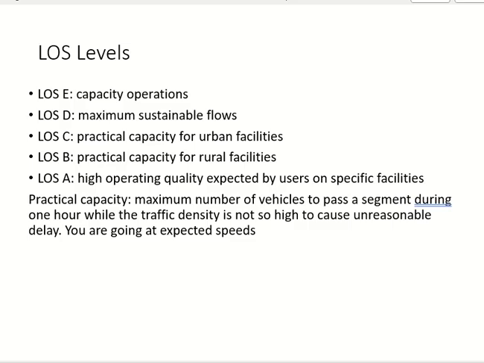So A is free flow speed, your choice. B is reducing the speed in an open area. C is reducing the speed in an urban, congested area. D is when you are already reducing the speed, but you are at least moving. You are moving at a slow speed. And E is you have reached capacity. Capacity means full, right?